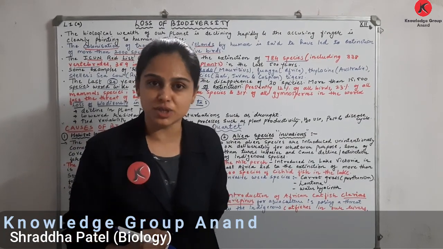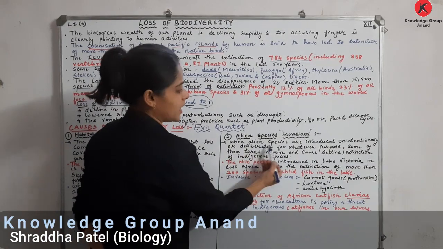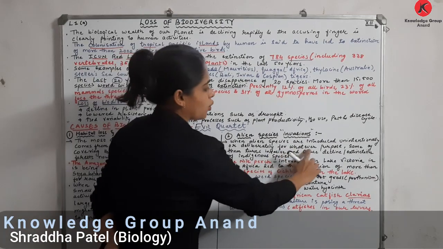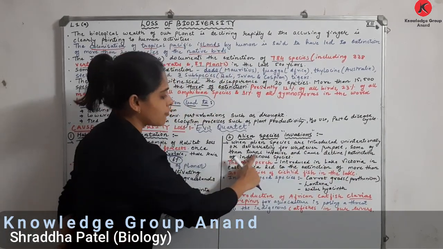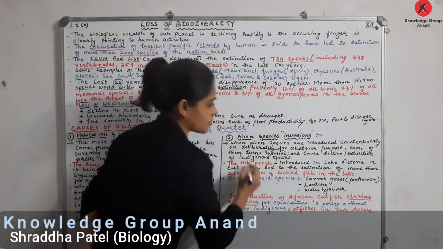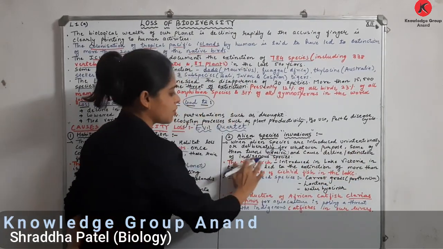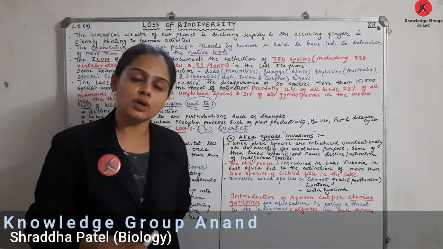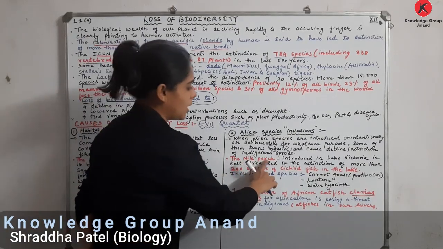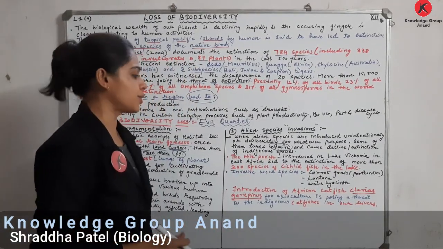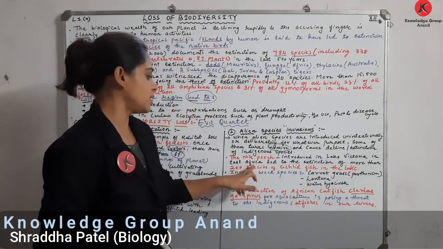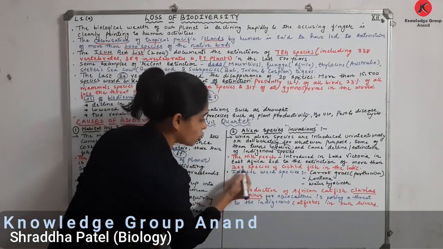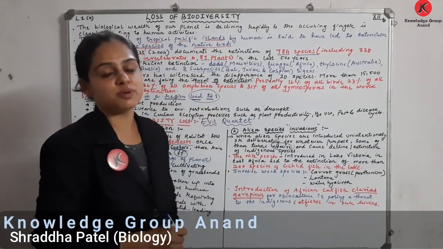death of native species. So once again, what I have written: when alien species are introduced unintentionally or deliberately for whatever purpose, some of them turn invasive and cause decline or extinction of indigenous species. And here I have listed three very important examples. If you are talking about fish, Nile perch. This Nile perch was introduced in Lake Victoria in East Africa. This led to extinction of more than 200 species of cichlid in the lake.